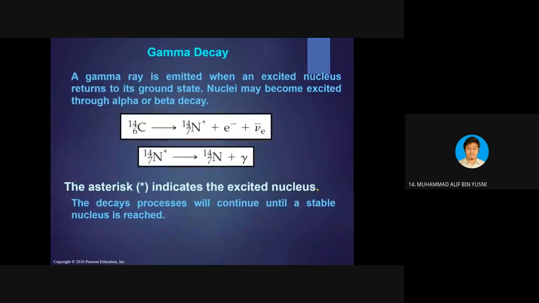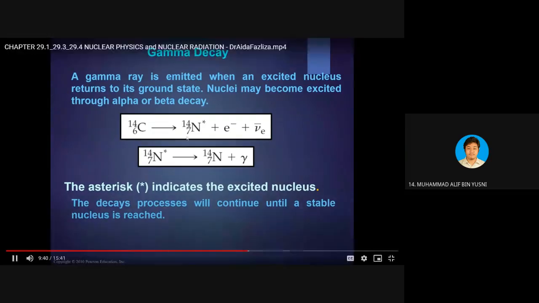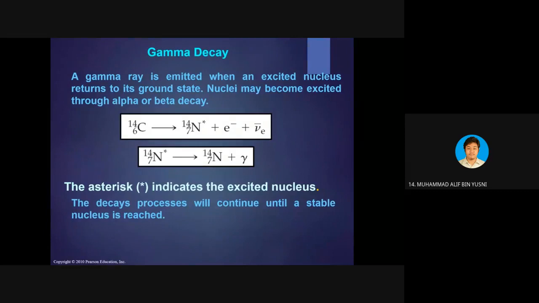Lastly, for gamma decay, a gamma ray is emitted when an excited nucleus returns to its ground state. Nuclei may become excited through alpha or beta decay. Like this one, carbon-14 decays to N-14-7. The asterisk here indicates the excited nucleus, so it is not stable yet. So you have a 1 plus electron plus neutrino, and then because it is an excited nucleus, it will decay to become a stable nucleus. The decay process will keep continuing until it reaches a stable nucleus.